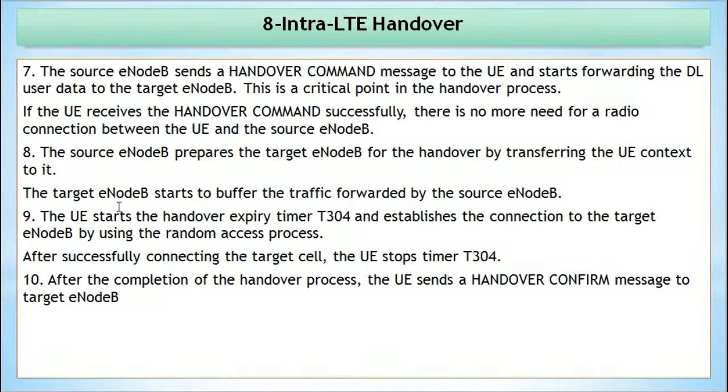The UE starts the handover expiry timer T304 and establishes the connection to the target eNode B by using the random access process, and after successfully connecting to the target cell, the UE stops timer T304. After the completion of the handover process, the UE sends a handover confirm message to the target eNode B.